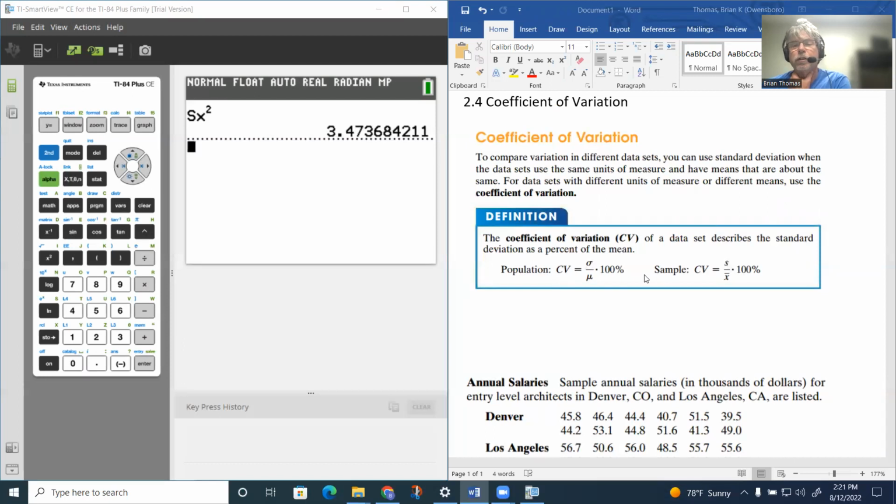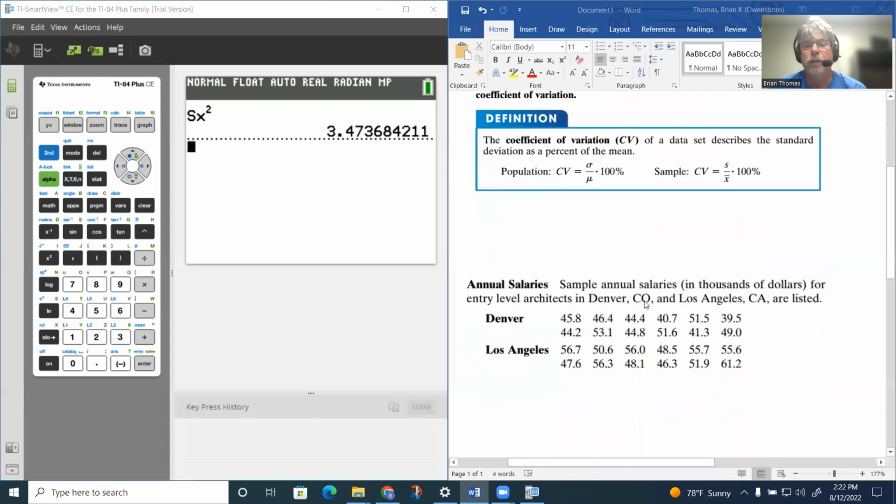And this is for a population. And then for a sample, we have S divided by the mean, again standard deviation divided by the mean, if we're using a sample. Now remember, multiply by 100% just means move the decimal 2 places to the right. If you're using a calculator, you multiply by 100, but you have to stick on the percent symbol yourself.